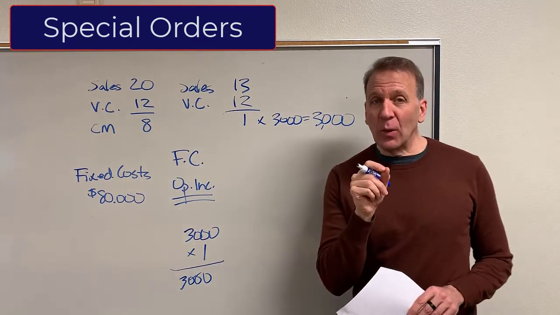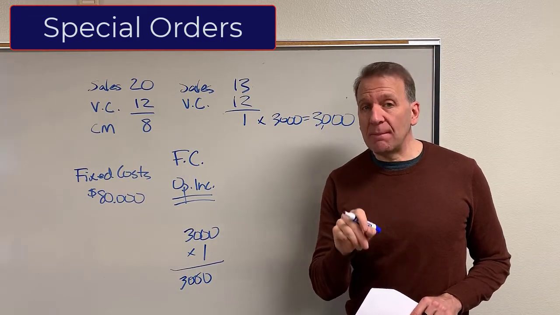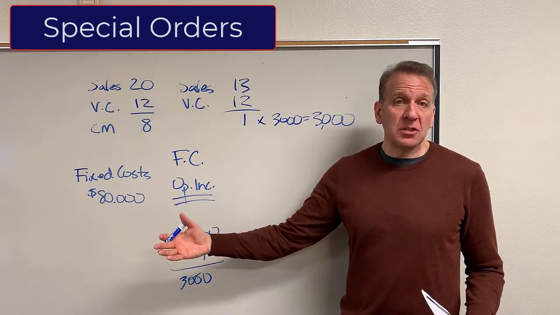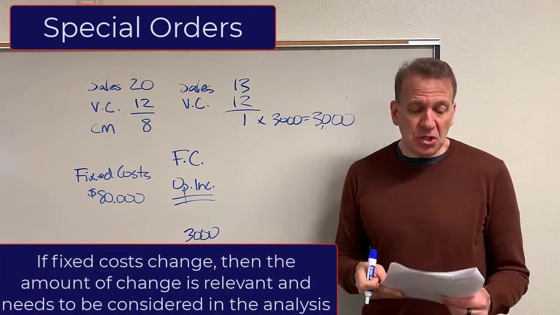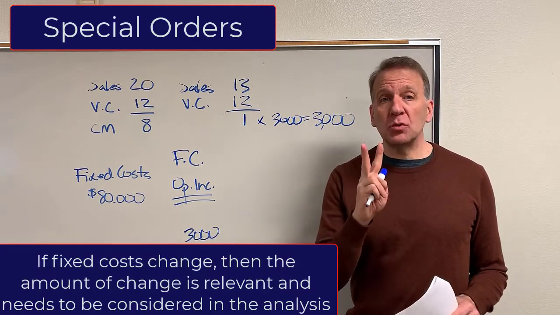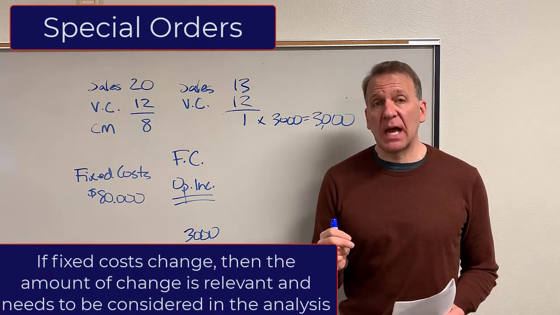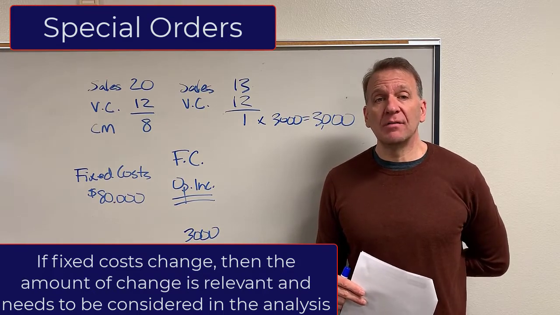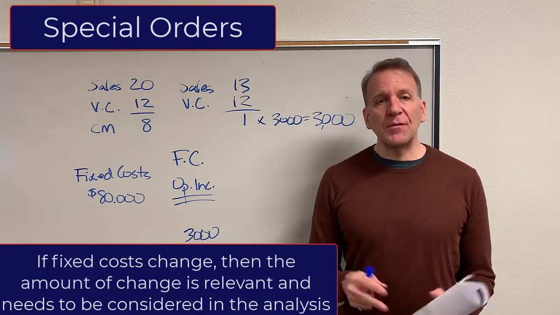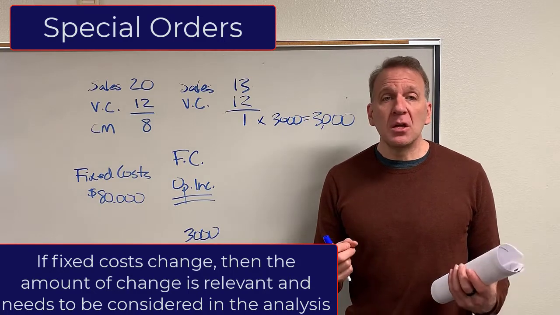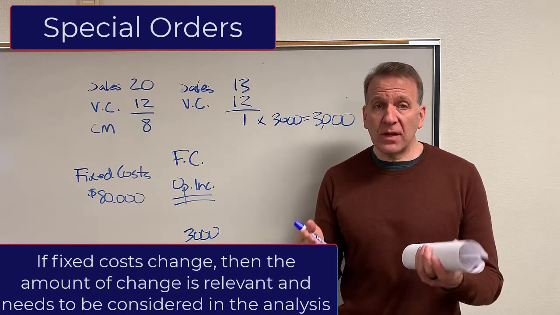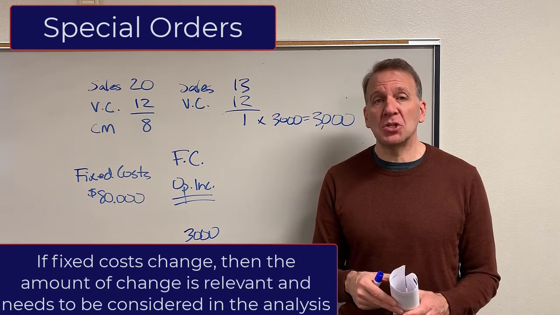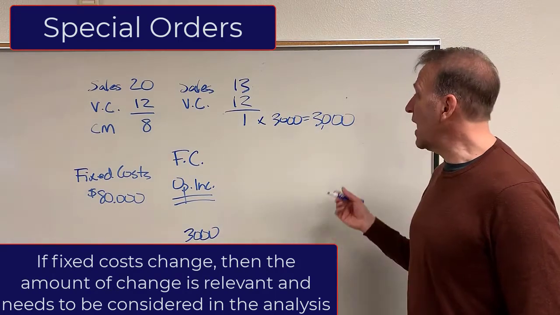Now what I'm telling you is, if we accept this, our fixed costs might change. And in this example, they are going to change. They're going to go up $2,000. That happens sometimes. Sometimes there are fixed costs that could possibly change because of a special order. So whenever you're looking at homework or tests, you need to make sure that you read this and see, are the fixed costs true fixed costs, or is there a possibility that some of them might change? If they change, then we've got to factor that in.